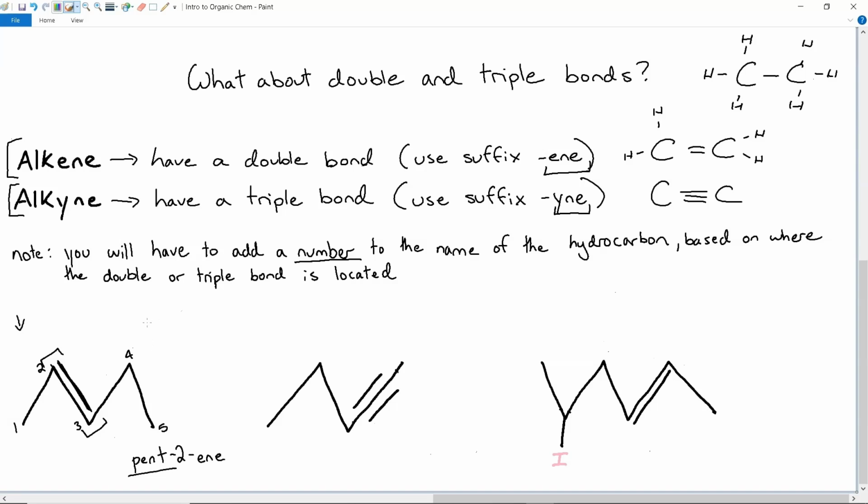I have seen some teachers teach this where you put the number before pentane, or I guess I should say pentene, as we're dealing with a double bond. So I'm pretty sure this is fine in terms of naming. I just prefer the first way because you're directly connecting the number to the part of the name that's referenced in the double bond.